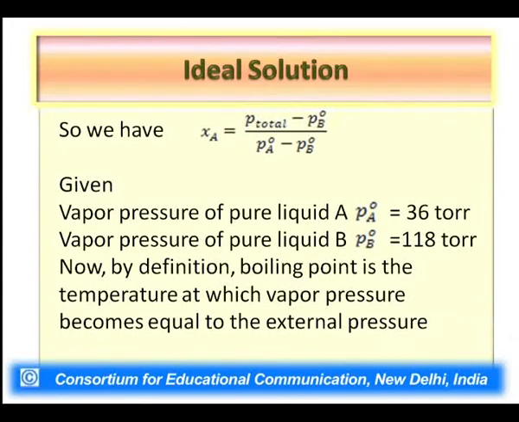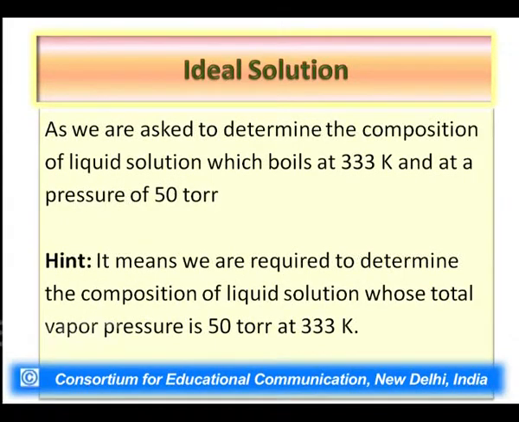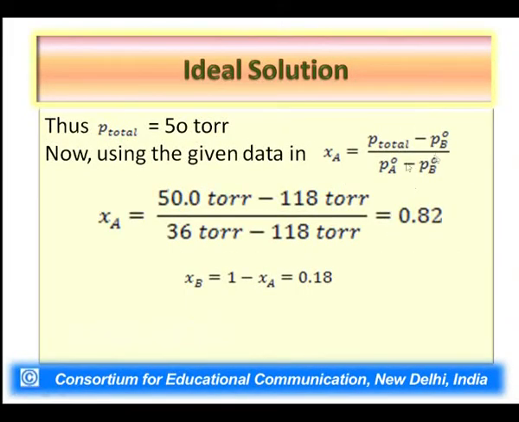PB naught we are also given, PA naught we are also given. PB naught is 118 torr and PA naught is 36 torr, as the information given in the numeric problem itself. So, we can just plug in the values: PB naught 118 torr, PA naught 36 torr, again PB naught 118 torr and P total 50 torr. That is it, and we determine XA, the composition of the liquid phase, or in other words the amount fraction of component A in the liquid phase, that is equal to 0.82.